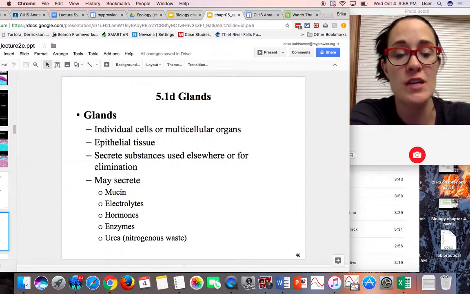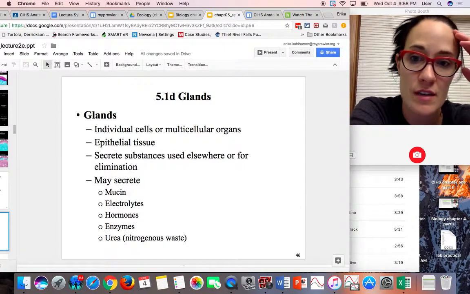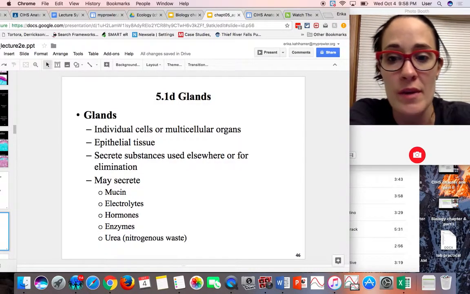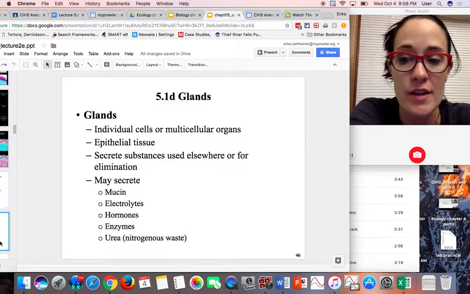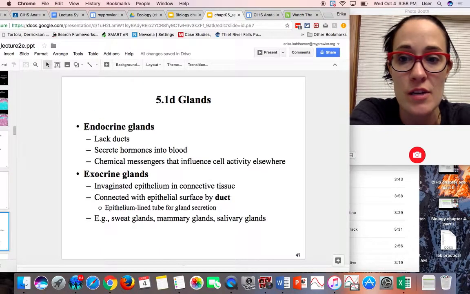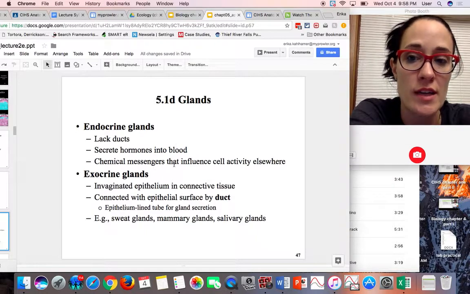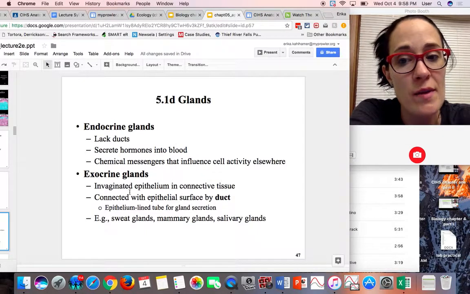Glands. Glands are oftentimes found in epithelial tissue. They secrete substances elsewhere or for elimination. They could secrete mucus, electrolytes, hormones, enzymes, urea. Glands can either be endocrine, that secrete hormones directly into the blood, or they can be exocrine.